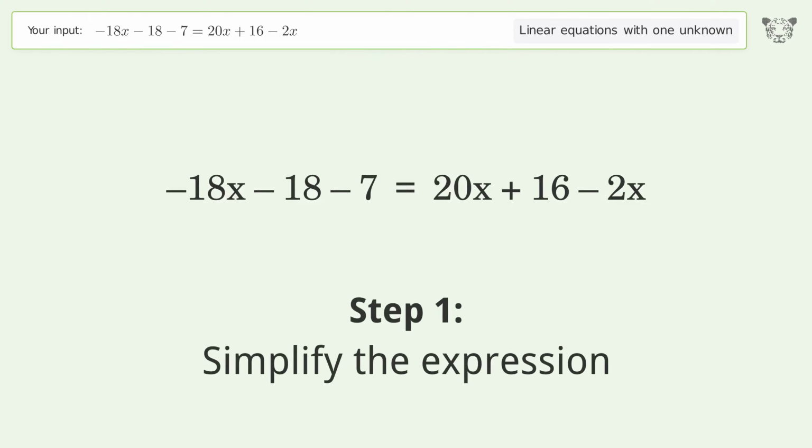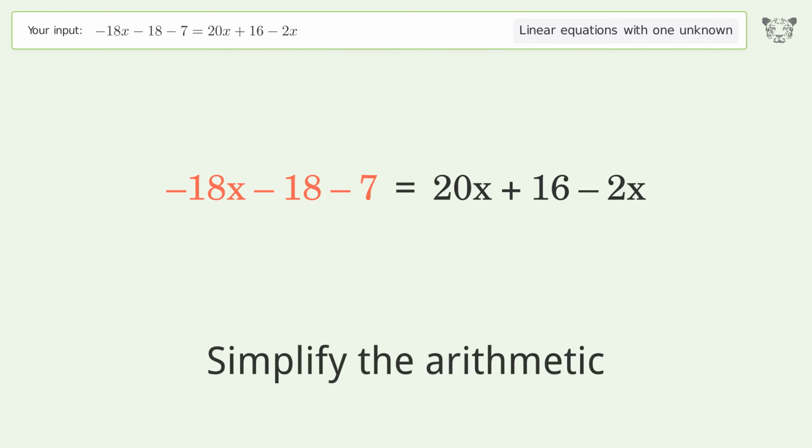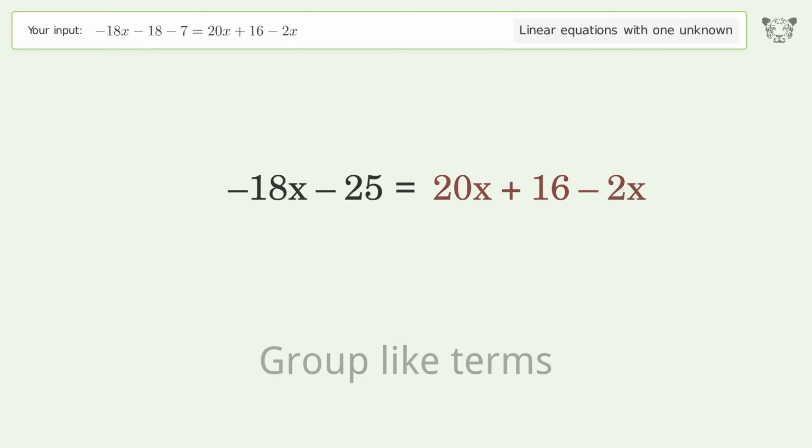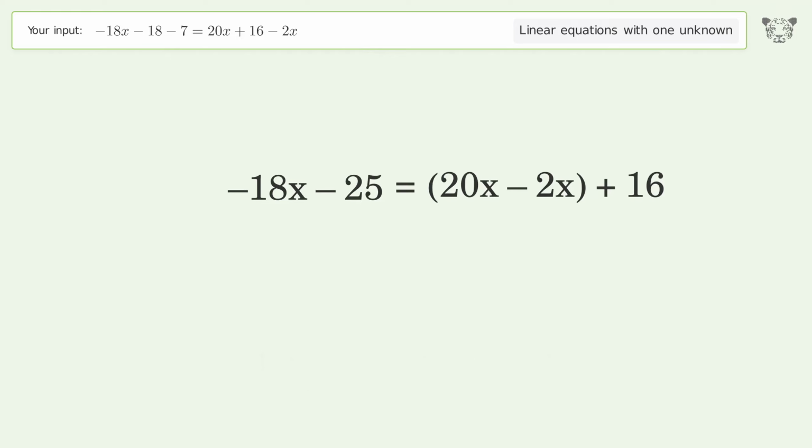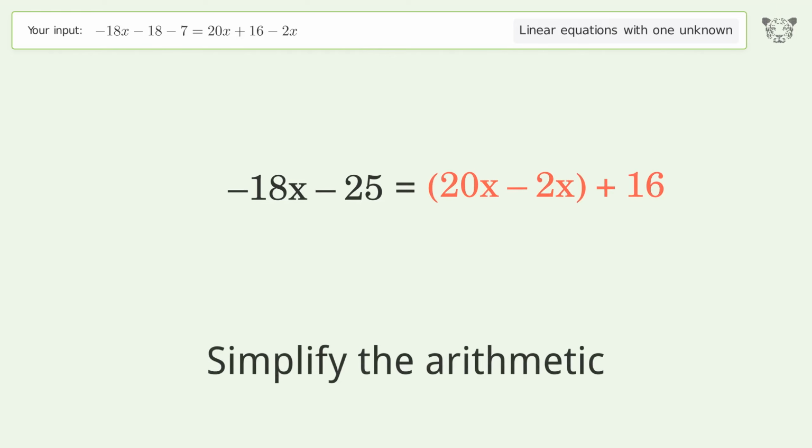Simplify the expression. Simplify the arithmetic. Group like terms. Simplify the arithmetic.